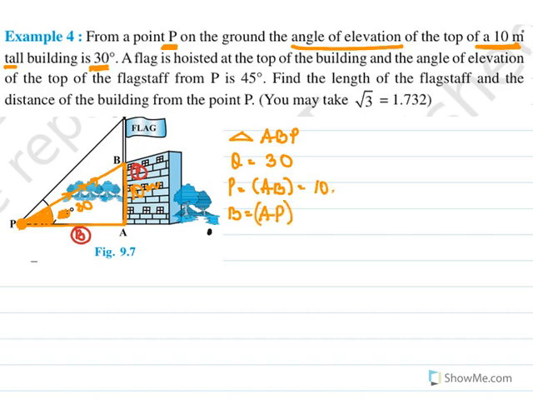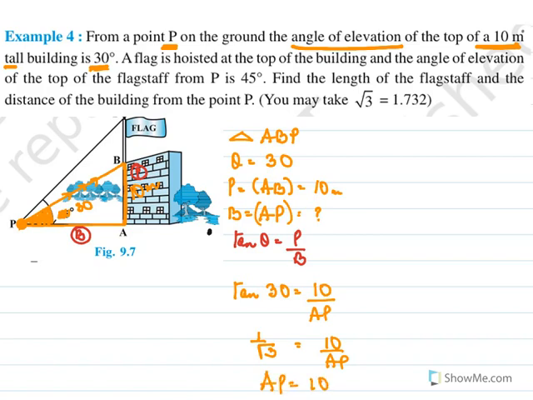The perpendicular is given as 10 meters, and the base we need to find. So tan theta is perpendicular over base. Here tan 30 is 1 by root 3, the perpendicular is 10, and the base, which we don't know, is AP. So 1 by root 3 equals 10 over AP, so AP equals 10 root 3. Now let's get on to the next part of the sum.